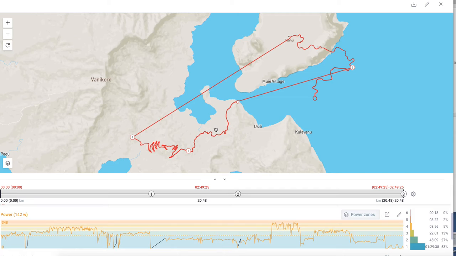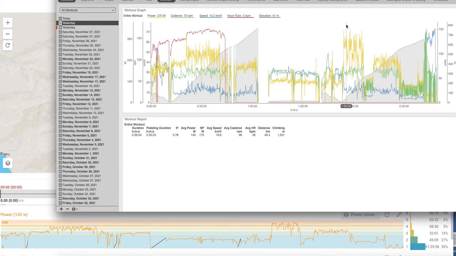WKO5 is the desktop Big Brother version of Training Peaks. And this has some quite in-depth analysis. You'll see that the main thing that I'm going to be looking at is the power file here, and you'll see this over in WKO5 now. So I'll just flick there, and this is the session that I did yesterday.